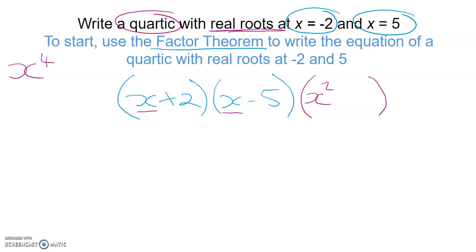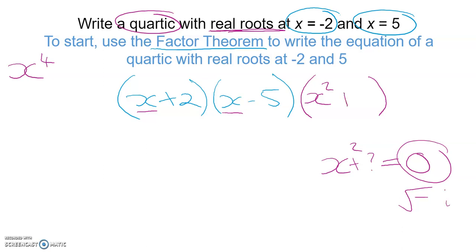So if we have x squared plus or minus something equal to 0, how do we make that complex? Well, this ends up having to be negative, because the square root of anything negative will result in a complex number with i in it. So x squared plus 1 is the easiest to multiply out, so that's the one I'm going to use. However, you could use x squared plus any number you like.